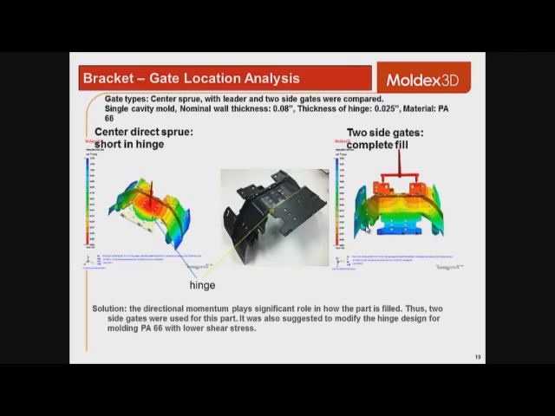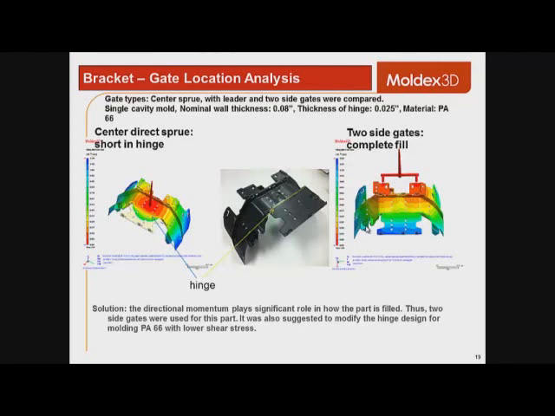First, if you look at the picture on the left, you can see one model with a hinge. It has only one gate. The nominal wall thickness is 0.08 and the thickness of the hinge is 0.025. Now because the hinge was so thin, it was hard to fill and it caused a short shot.